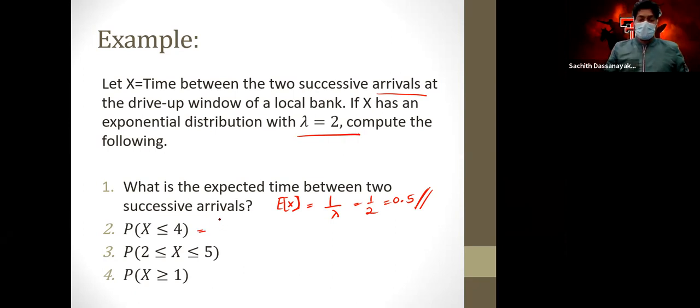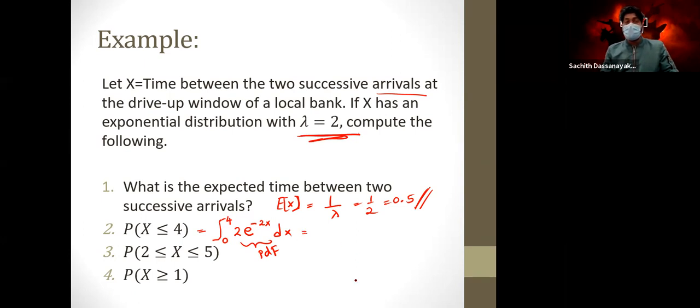X less than or equal 4, which means what? I'll use the integration method. Once you need to find this, you have to integrate your PDF from 0 to 4, right? So lambda is 2, lambda e to the power negative lambda x, which is 2 times x. This is your PDF. I replace the lambda because you know lambda is equal to 2. Clear? So once you integrate this, you will get the answer.